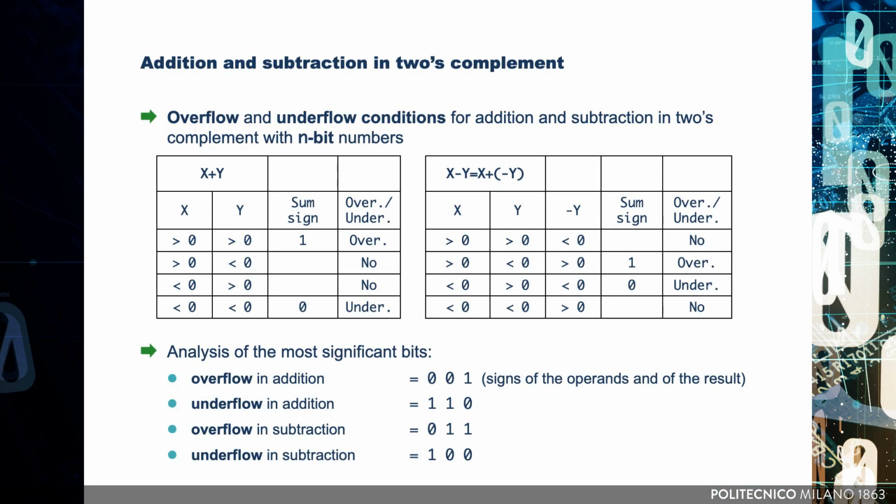Overflow and underflow conditions in n-bit addition and subtraction are easy to identify and occur in the following 4 cases. When adding 2 positive numbers, if the sign of the result is 1, this is a case of overflow. When adding 2 negative numbers, if the sign of the result is 0, this is a case of underflow. Alternatively, when subtracting a negative number from a positive one, if the sign of the result is 1, this is overflow. When subtracting a positive number from a negative one, if the sign of the result is 0, this is underflow.